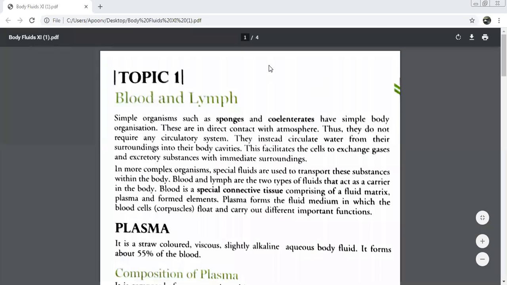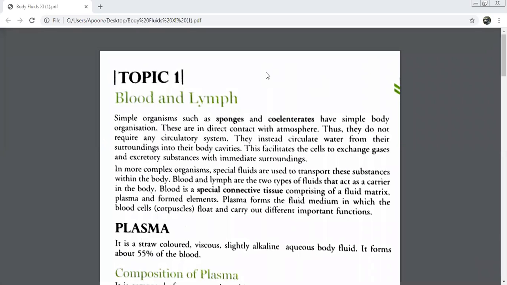Chapter 5 is Morphology of Flowering Plants. Have you done this? Yes, ma'am. Chapter 6 is Anatomy of Flowering Plants. Have you done this? Yes, ma'am. Very good. Chapter 7 is Structural Organization in Animals. Have you done this? No, ma'am, we have not.